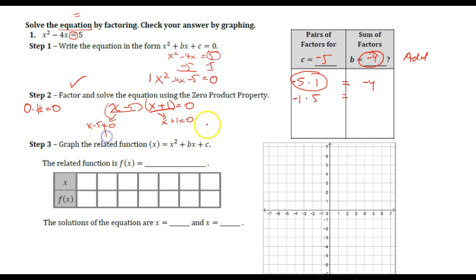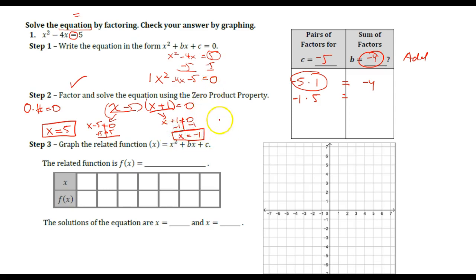So when I solve equations out, what is the opposite of subtracting 5? Plus 5, right? So that would be x equals positive 5. What's the opposite of a positive 1? Negative 1, right? So that would be x equals negative 1.